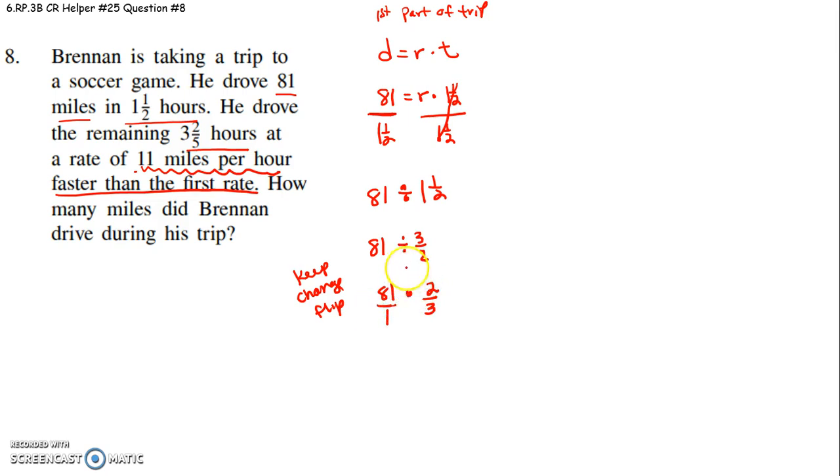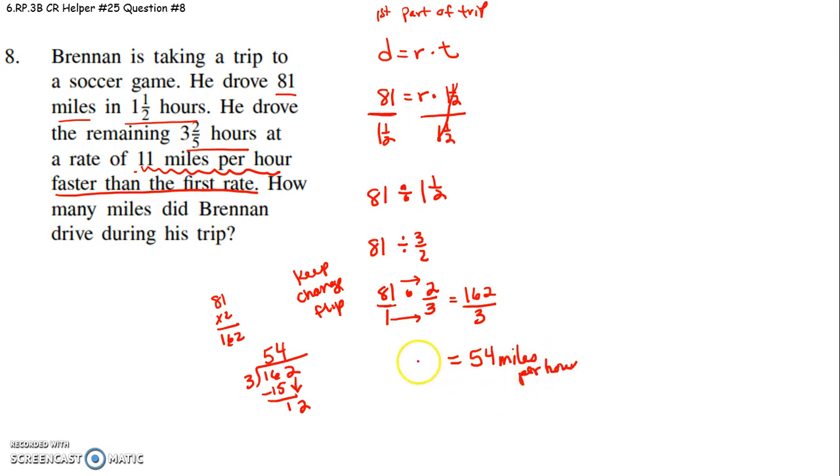81 is the same as 81 over 1. I can choose to multiply straight across the top, straight across the bottom if I want. 81 times 2 is 162. Over 1 times 3 is 3, so that's 162 divided by 3. 3 goes into 16 5 times. 3 times 5 is 15. Subtract off. You get a 1. Drag down that 2. 3 goes into 12 4 times. So that means 54 miles per hour is our rate for the first part of the trip.